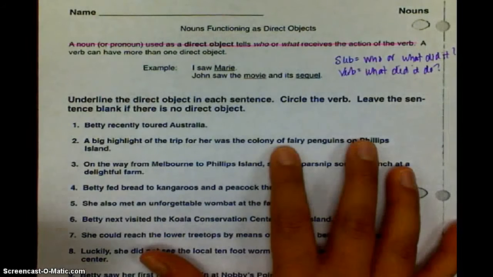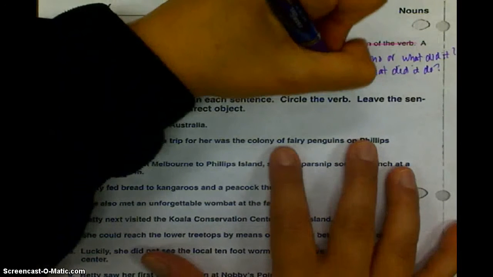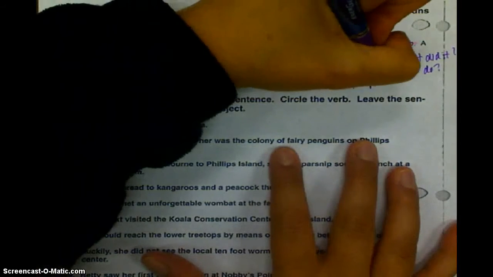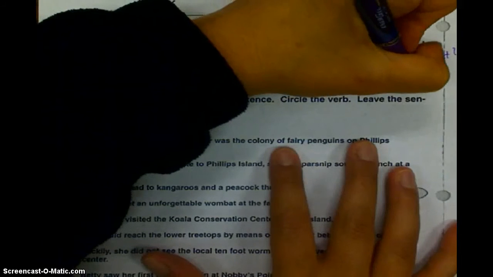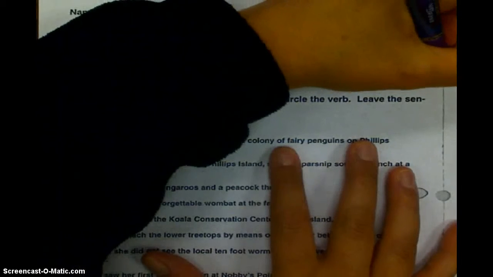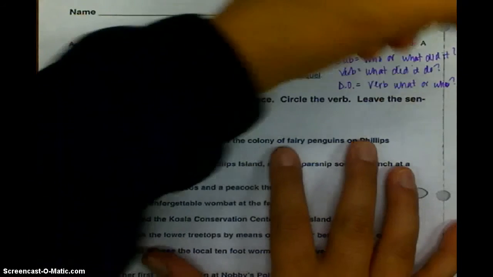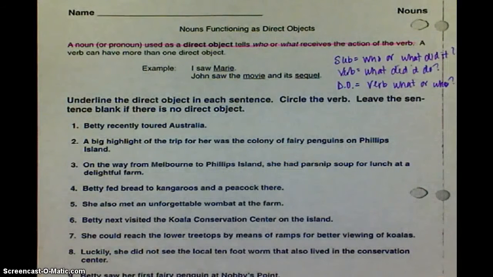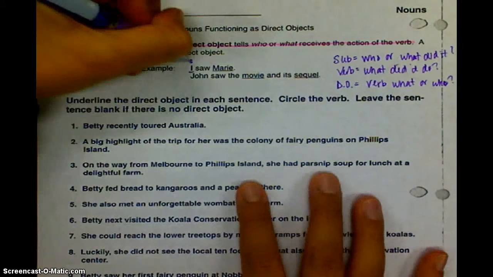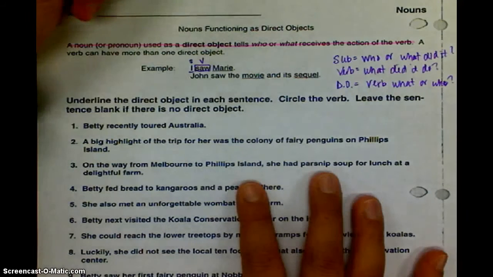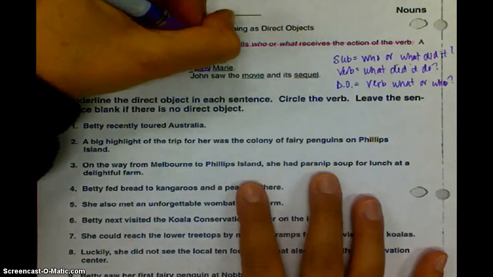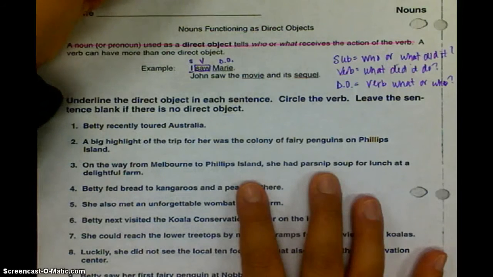Now, to find the direct object, you ask verb what or who. Okay, verb what or verb who is what will tell you the answer to that question. Okay, so if we look at the example, it says, what did I do? I saw, right? So that's our verb. Saw who or saw what? Marie. So Marie is our direct object, receives the action of the verb.